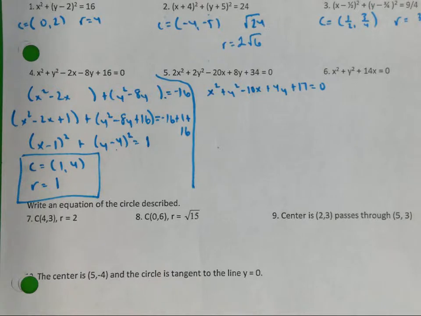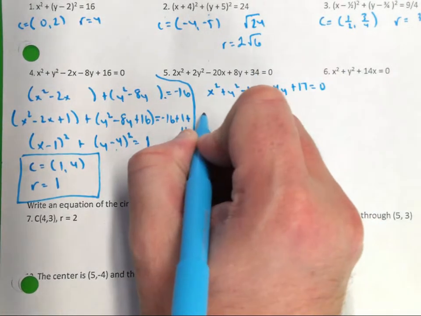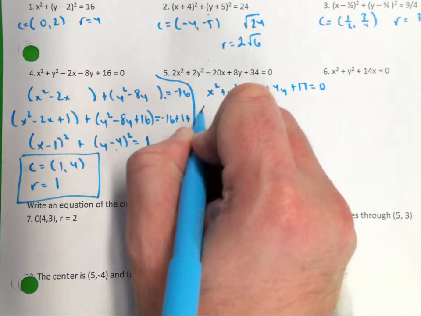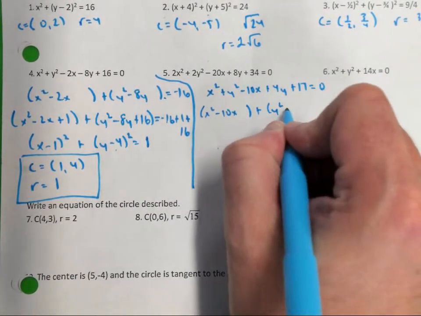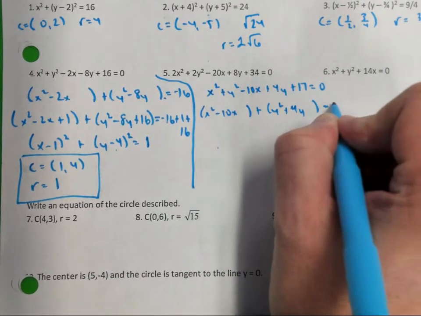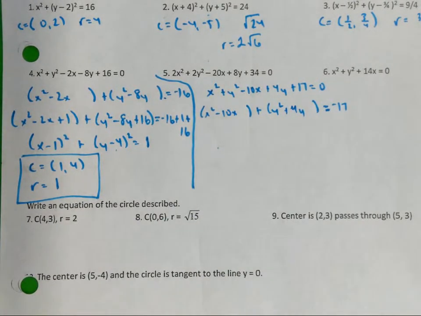Now, once we do that, what do we need to do now? Group your x's together and group your y's together. Alright? x squared minus 10x plus y squared plus 4y equals negative 17. I moved the 17 over and got it on the other side, negative 17. I want you to finish that part out for me. See what you get. Finish that.